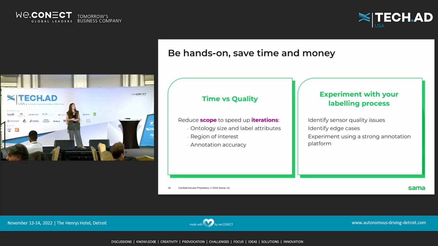And then the second one is think about time versus quality. You should be reducing scope at the beginning so you can get that iteration going, maybe reduce the ontology size, the label attributes. Sometimes if you're doing object tracking, you don't necessarily need all those dynamic information from the batch. So you start small and then you keep on increasing, and even experiment with label accuracy. Annotation accuracy sometimes is not needed, so that perfect fitting cuboid might not be needed, and you can experiment with that. And then afterwards, you can keep on adding and adding to it.